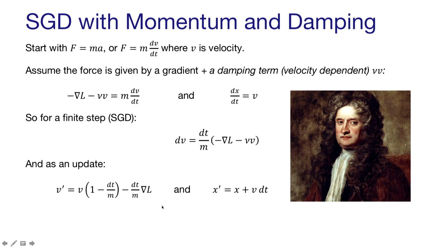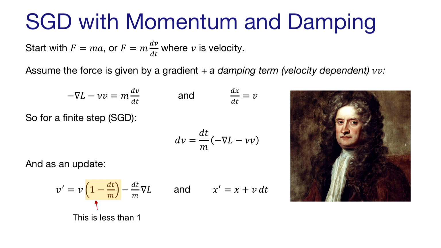And I realize I missed, sorry, there should be a viscosity term in here. Sorry about that. I'll fix that. Anyway, the point is that this thing here is a constant that's less than 1. It's derived from the time step, the mass, and the constant nu.